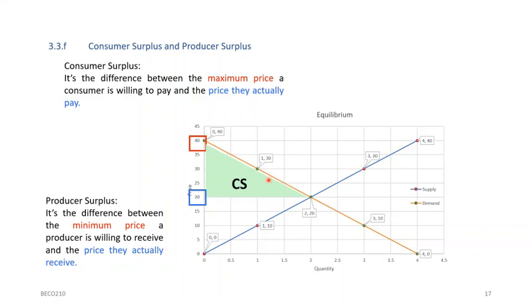Okay, the producer surplus. It's the difference between the minimum price a producer is willing to receive and the price they actually received. Imagine you own a phone store, you had a cell phone you'd like to sell, you had in mind that you were willing to sell this phone at a price of $200.